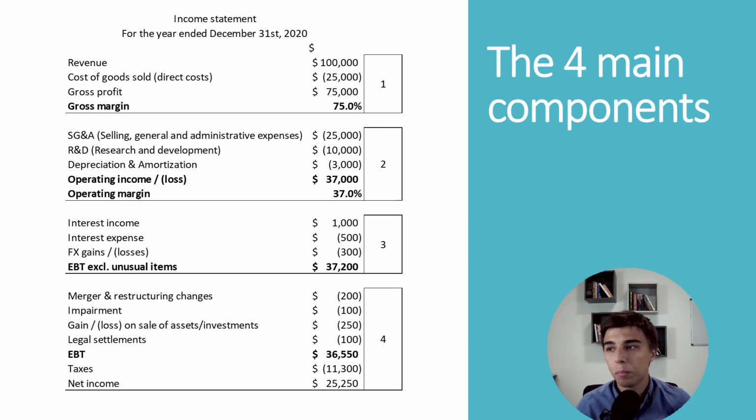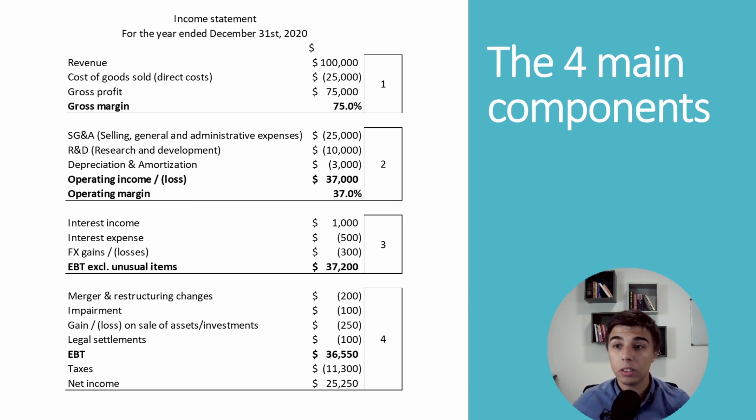Now the second box is about the other expenses that are related to the business. As you can see, we have selling, general and administrative expenses. That could be marketing expenses. It could be the salaries of a lot of employees that are not directly working on the product, such as accounting, such as HR and a lot of others.